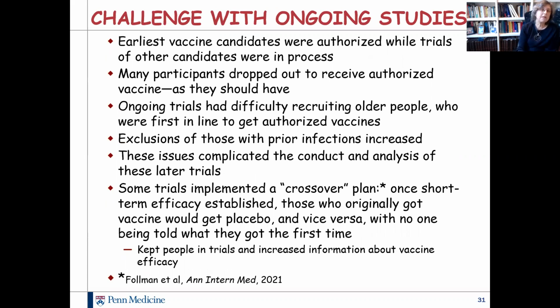Now, there are many challenges with the ongoing studies of COVID vaccine candidates. The earliest vaccine candidates, Moderna and Pfizer, we were not monitoring Pfizer, that was done separately, but these were authorized while the trials of other candidates were in process. So many participants dropped out to receive authorized vaccine, as they certainly should have. The ongoing trials had difficulty recruiting older people who were the first in line to get the authorized vaccines.